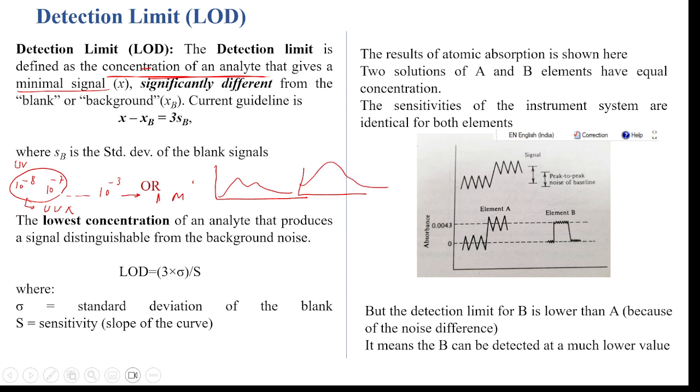So what is the limit of detection? For example, this is the value for 10 to the power minus 6. So this is the limit of detection for whatever the analyte is. Below this the UV is not able to identify it. So this is simply what?